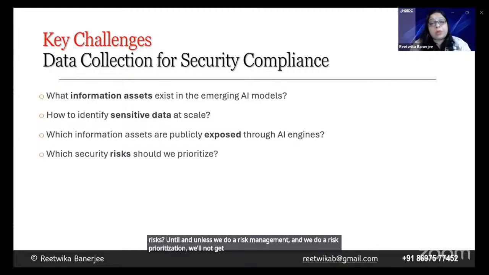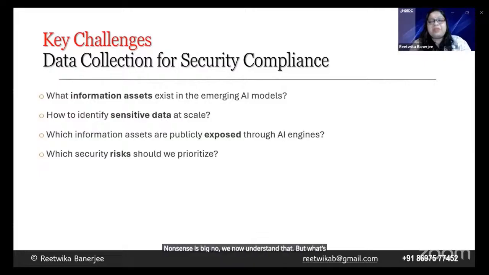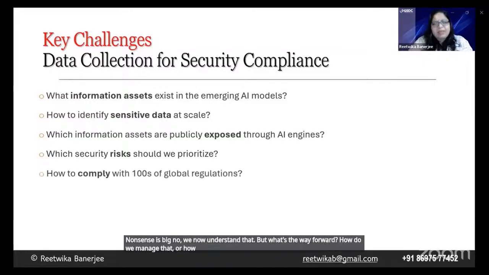But how do we quantify that risk? Do we have a mechanism in place? Will ISO 27001 risk management actually work for an AI system? The answer is a big no. We now understand that. But what's the way forward? How do we manage or handle that?